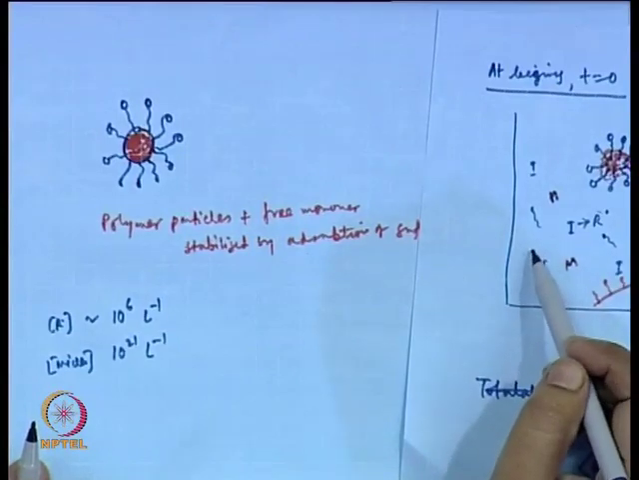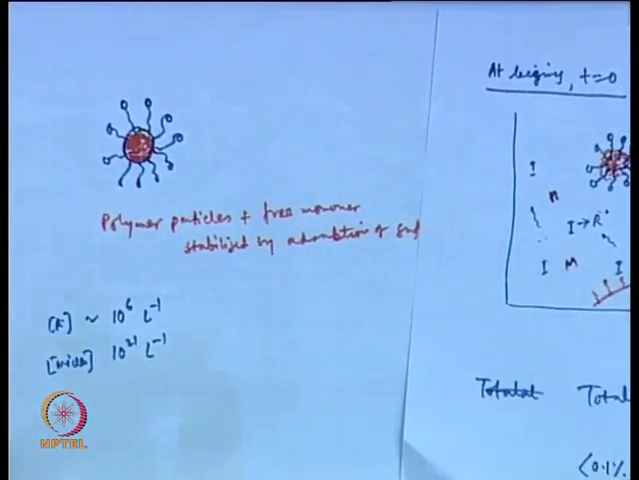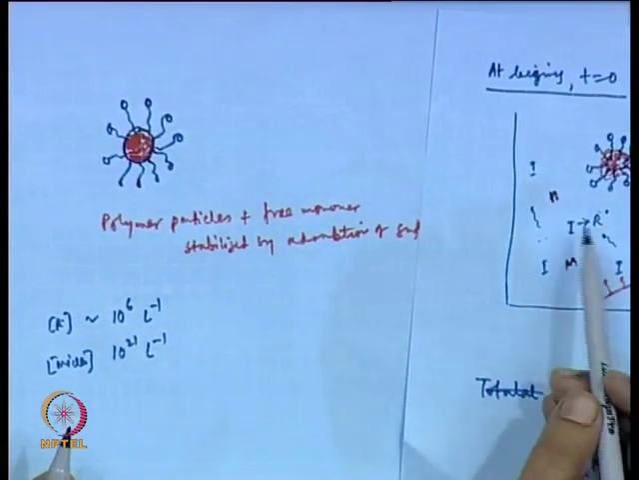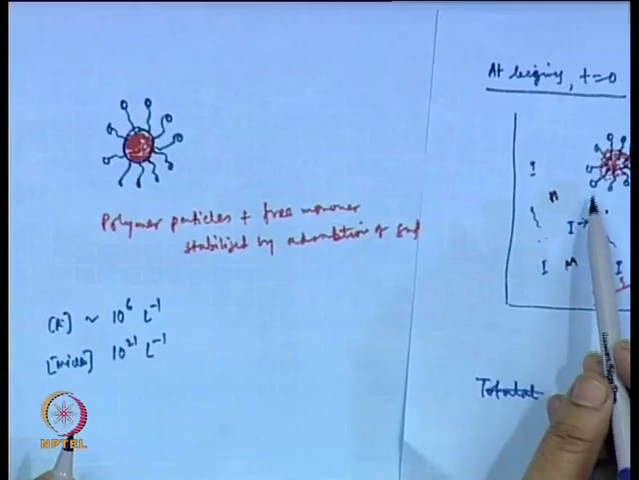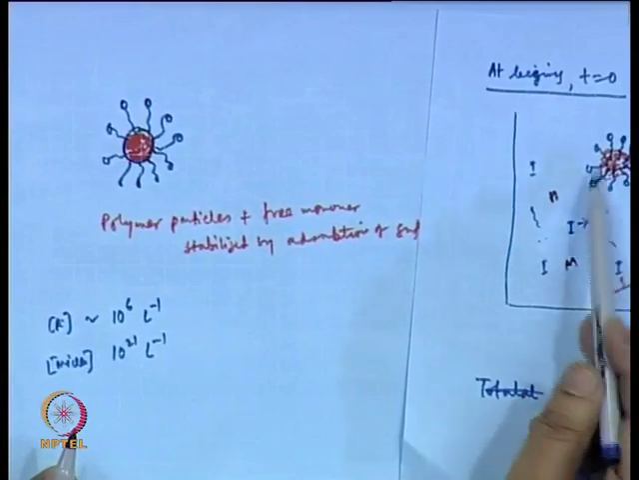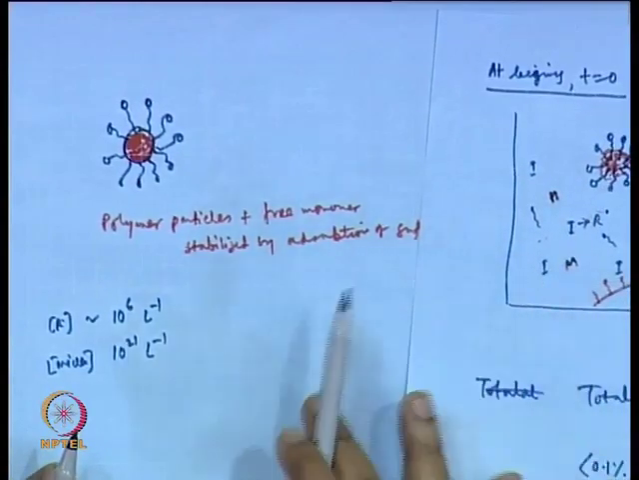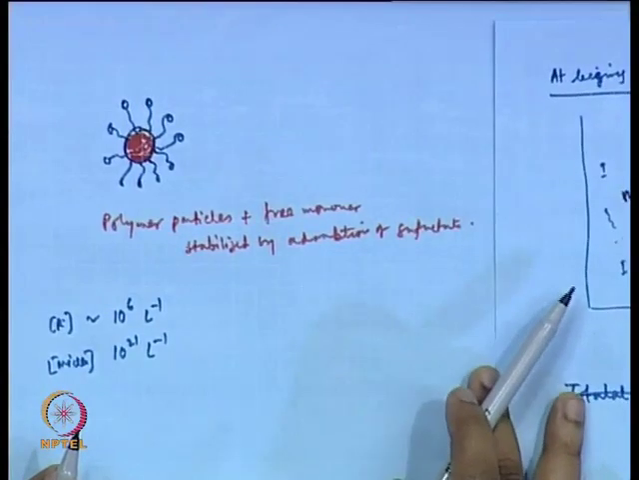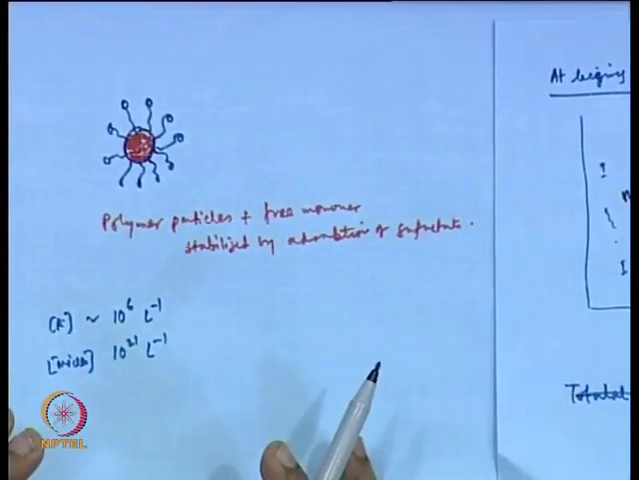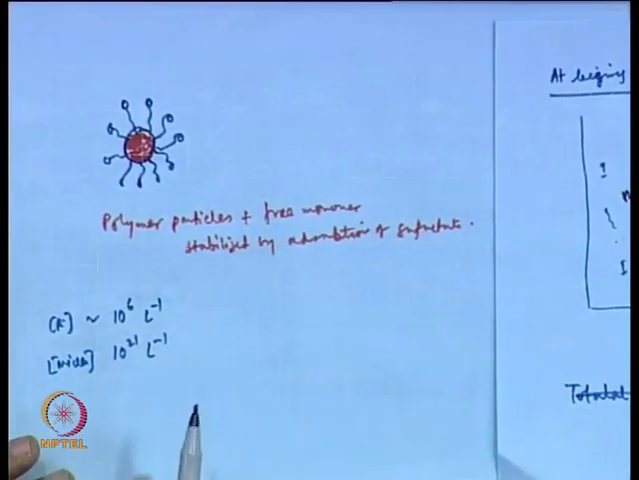So, inactive micelles will slowly break, releasing the monomer in the solution, and they will supply the surfactant to the growing polymer particles. So, what happens soon is a situation will come where all the surfactant is consumed, and you have a fixed number of particles which are active, where the polymerization is going on.